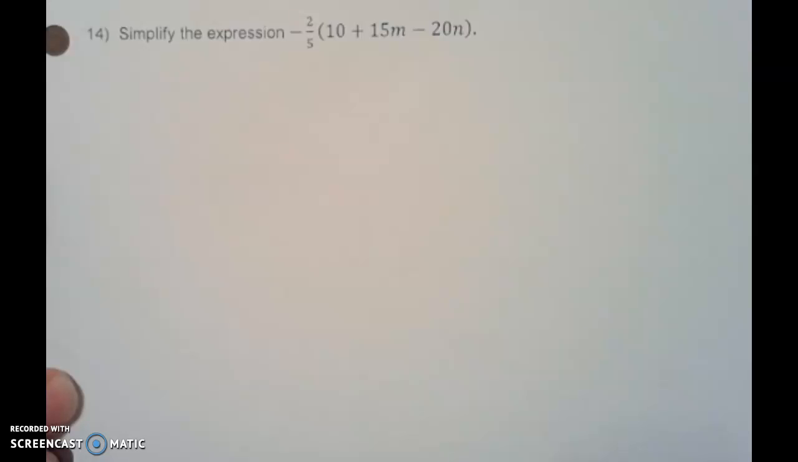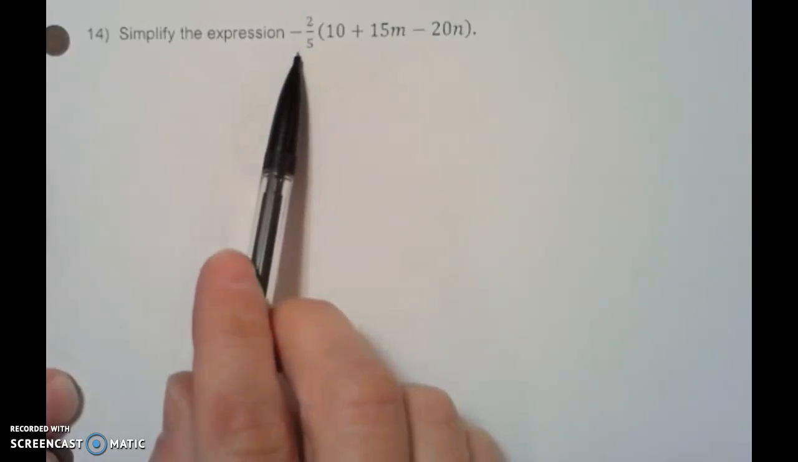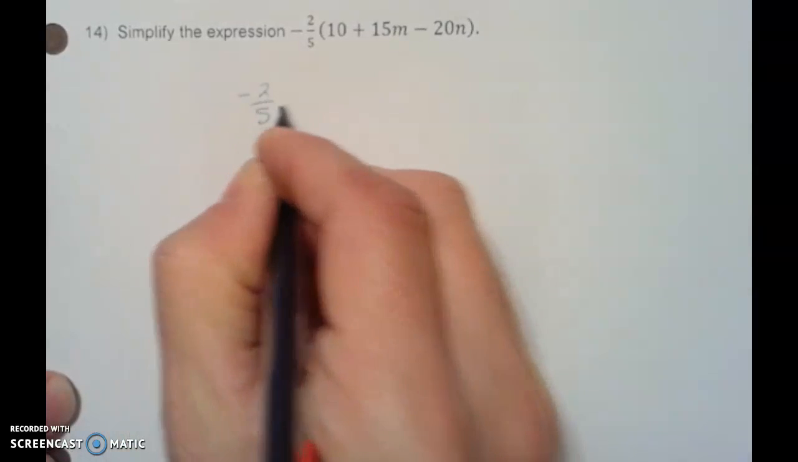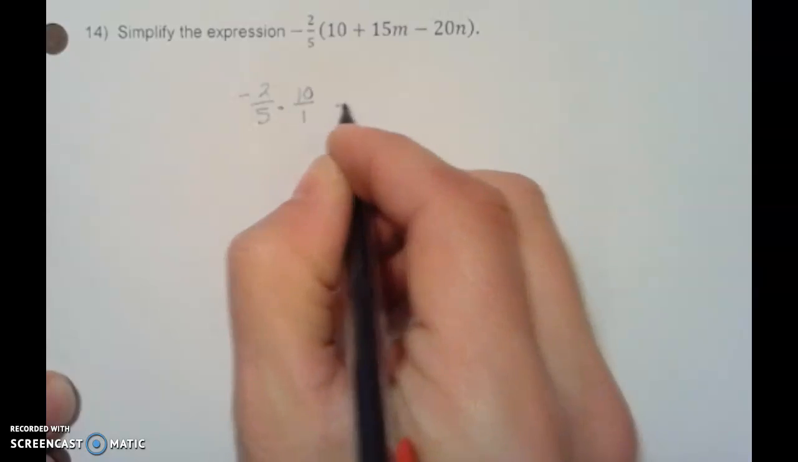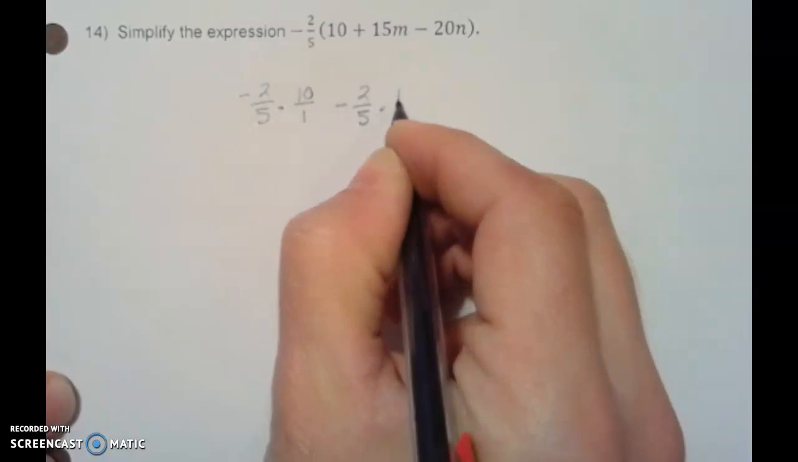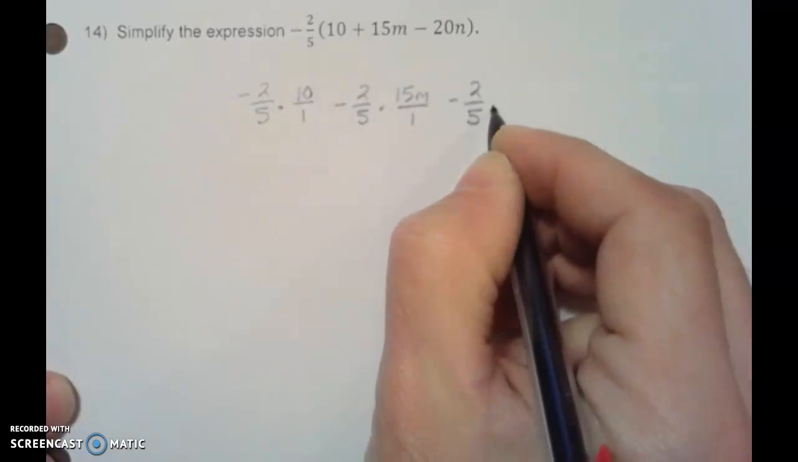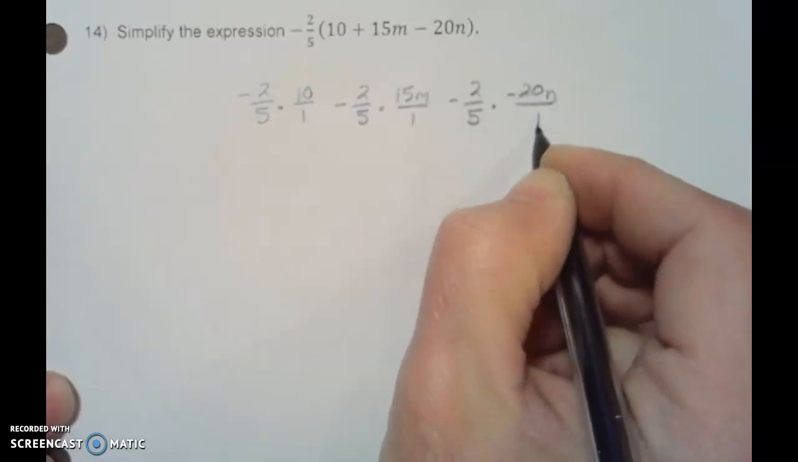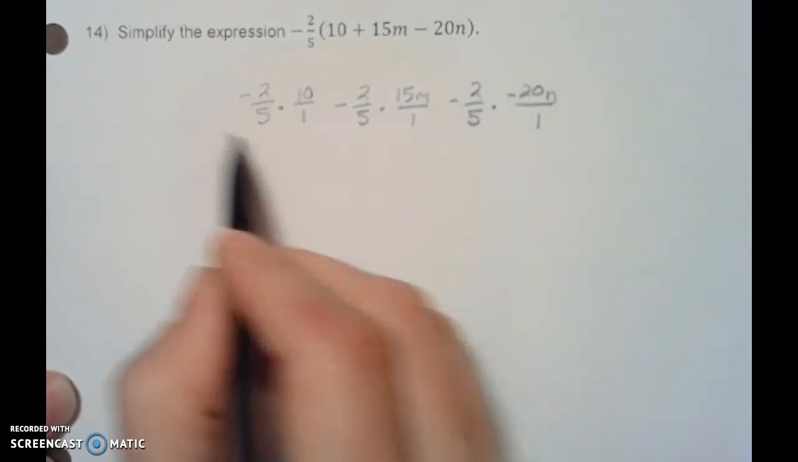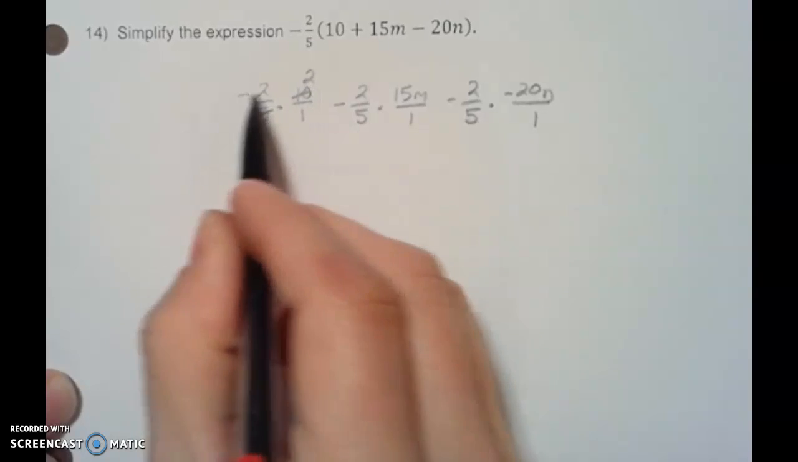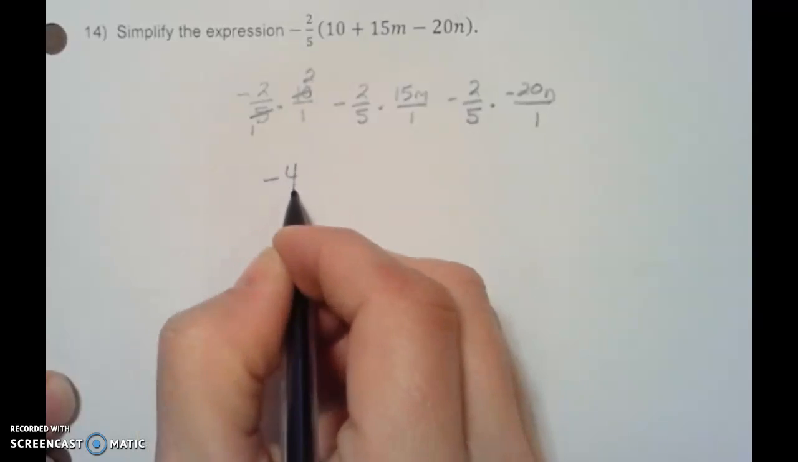In our last example, we're going to simplify the expression negative 2/5 times 10 plus 15m minus 20n. I'm going to distribute the negative 2/5 to each term inside. So we're going to have negative 2/5 times 10 over 1 minus 2/5 times 15m over 1 minus 2/5 times negative 20n over 1. With the first set, we're going to simplify the 5 and the 10. 5 becomes a 1, 10 becomes a 2. Negative 2 over 1 times 2 over 1 is negative 4.